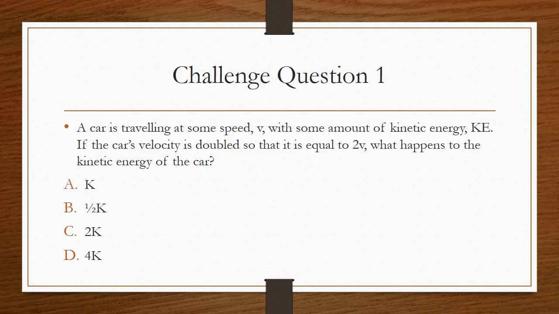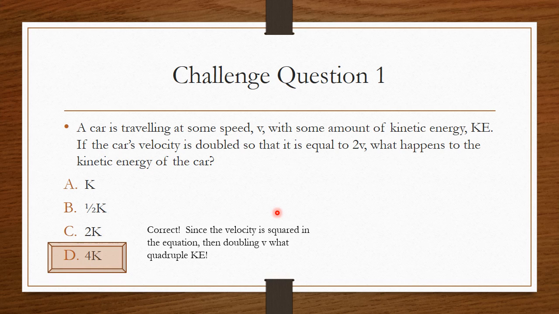Let's try a challenge question. Say a car is traveling at some speed, v, with some amount of kinetic energy, KE. If the car's velocity is doubled so that it is equal to twice v, what happens to the kinetic energy of the car? Is it the same, so it's just KE? Is it half as much? Is it twice as much? Is it 4 times as much? If you're thinking 4 times as much, that's really good thinking, because the v is squared, and doubling something that's squared would be quadruple as much.